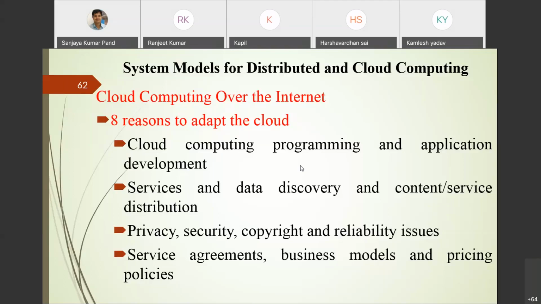Then the adoption will increase, and more people will use the cloud. Companies heading towards the cloud will drastically increase. So these are the 8 reasons why people want to adopt cloud computing. But in each and every point, there are some open issues that are being solved by various researchers.